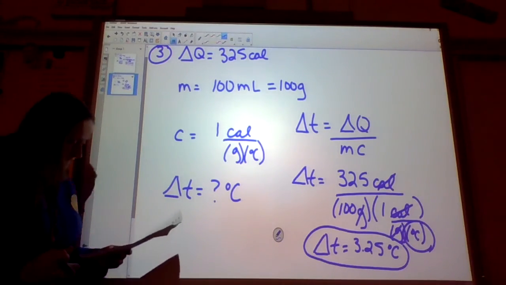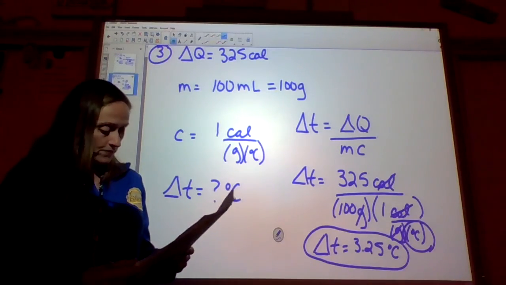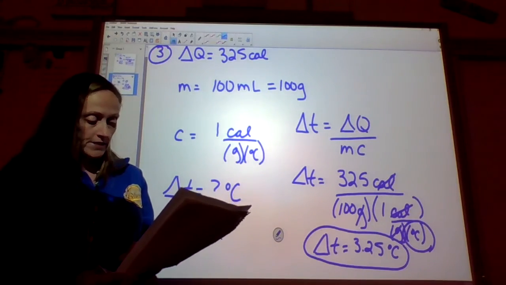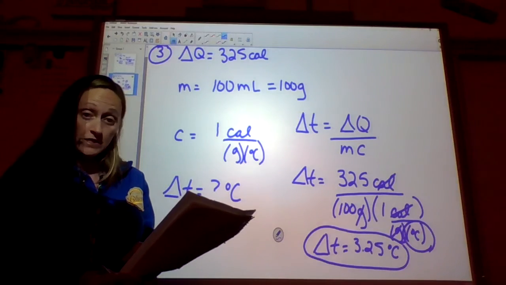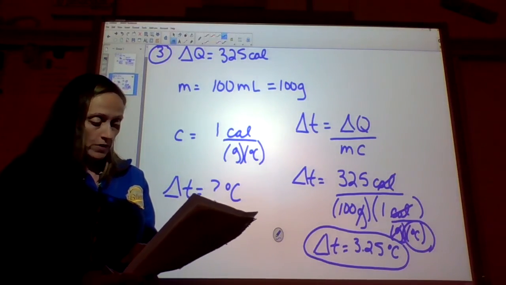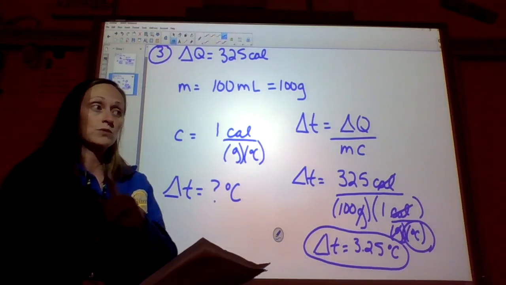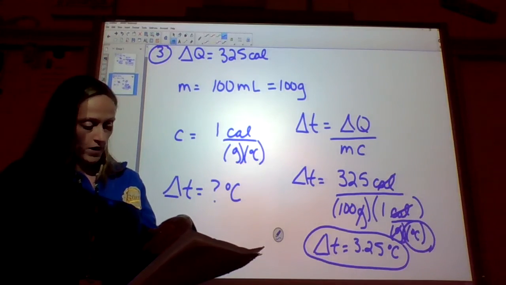So number three is going to be set up and solved like number four. Again, in number four, you're saying what is the change in temperature if you have 422 calories of heat and it's absorbed by 80 milliliters of water. So remember, water is a 1-to-1 ratio. If you have 80 milliliters of water, you have 80 grams of water.